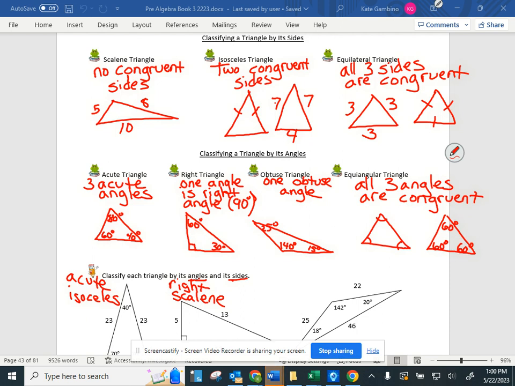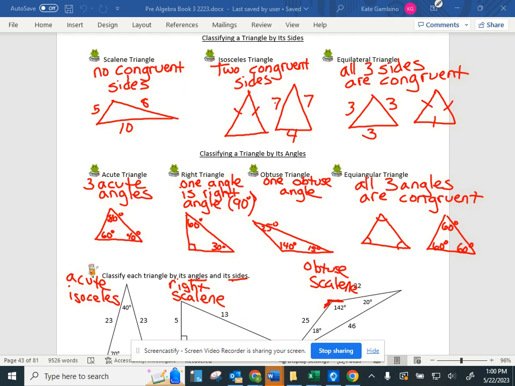And our last one, what would we call that, Evelyn? Obtuse scalene. It's obtuse because we have one angle that is greater than 90 degrees. And it's scalene because none of our side measurements are congruent. So we call it by its angle name and by its side name.